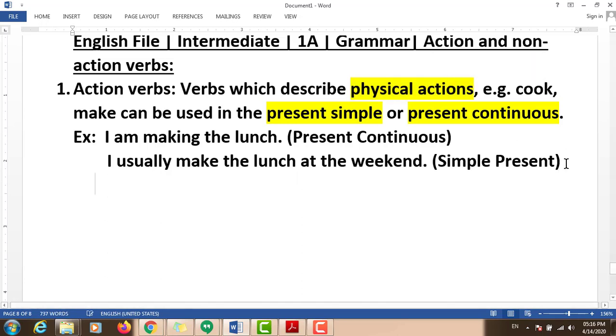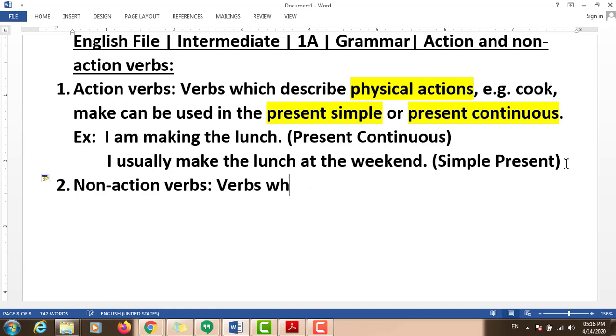All right, guys. So next, the second type of verbs, we will say, non-action verbs. Sometimes they're also called mental verbs. What are they called? Mental verbs. Okay. Verbs which describe a state or feelings. It shows your what? Your feelings. Okay, which describe a state or feeling.